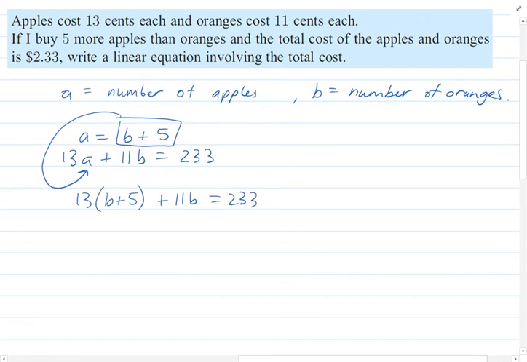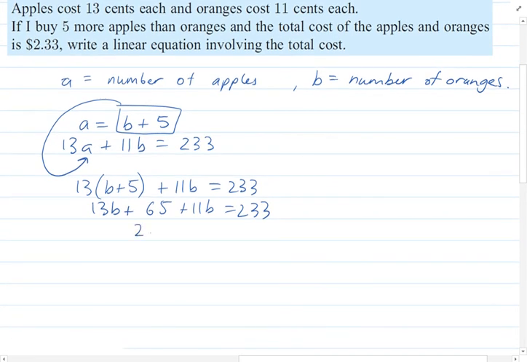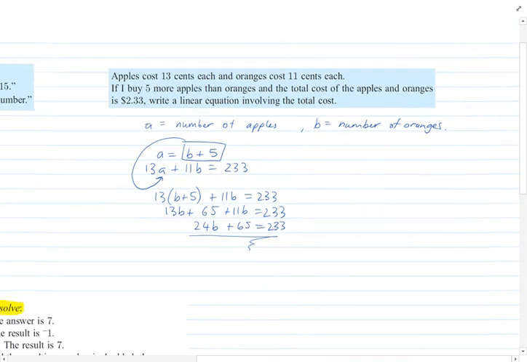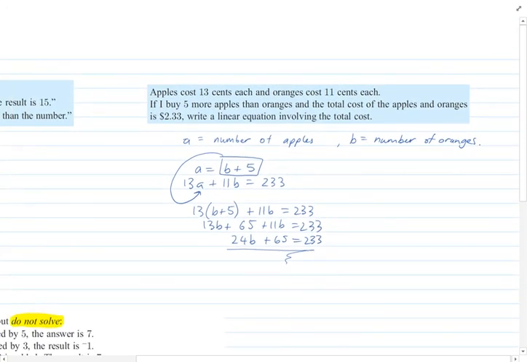I'm going to simplify it a little bit, so I've got 13b plus 65 plus 11b equals 233, and collecting like terms I've got 24b plus 65 equals 233. So that's my linear equation. It's not asking me to solve it, it's just asking me to write it. And I could have an equivalent equation with a's in it instead of b's as well.